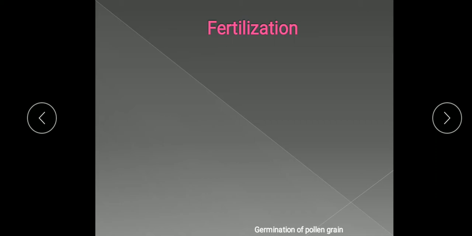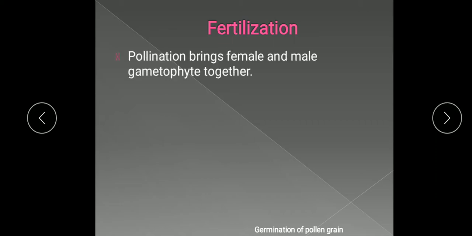So what is the process of fertilization and how does it take place? You know that the fusion of male and female gamete is known as fertilization. But what is needed during fertilization? We are going to study the various steps of fertilization. We have studied pollination. What is the meaning of pollination? It brings the female and male gametophyte together.